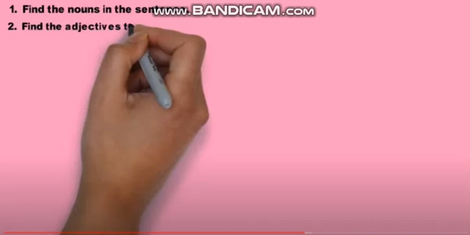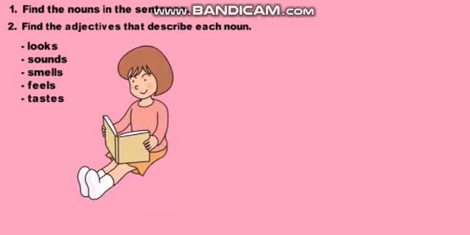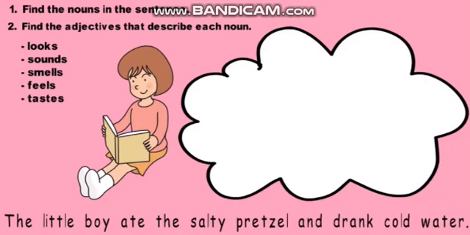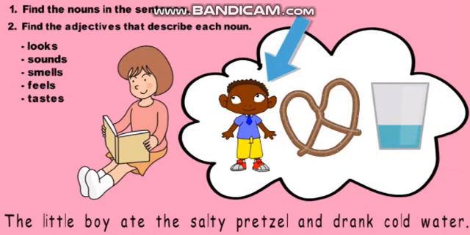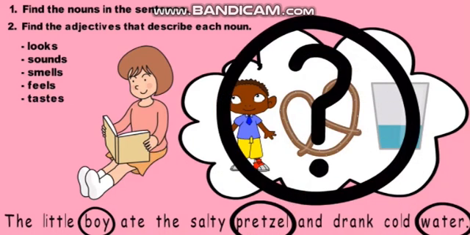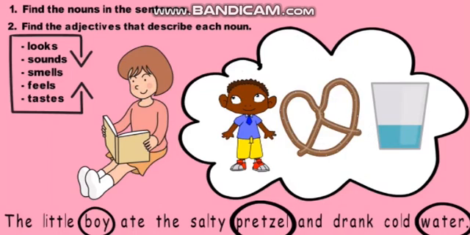Let's try another sentence. Remember, first we need to find the nouns in the sentence, then we need to find the adjectives that describe how each noun looks, sounds, smells, feels, or tastes. The little boy ate the salty pretzel and drank cold water. When I read this sentence, I get a picture in my head of a boy, a pretzel, and a glass of water. A boy is a person, a pretzel is a thing, and water is a thing, so they are the nouns in my sentence. I will circle them. But which words are the adjectives in this sentence? Which words describe how the boy, the pretzel, and the water look, sound, smell, feel, or taste?